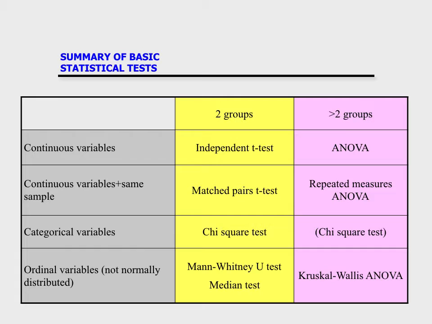And if we have non-parametric data, or data that's not normally distributed, we do what's called a Mann-Whitney U-test or median test, or a Kruskal-Wallis test if we have more than two groups. But again, those are not tests we're going to go over today.